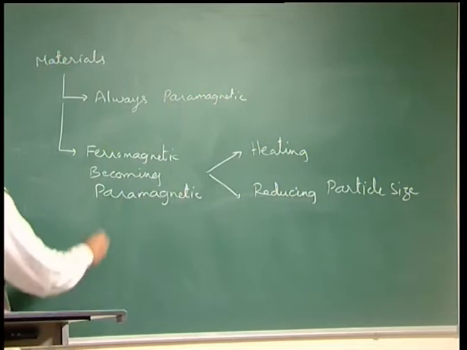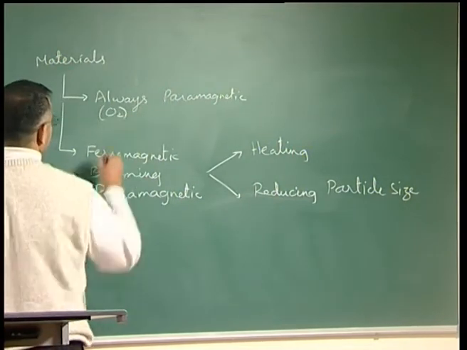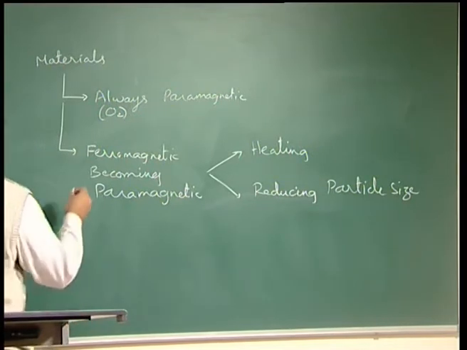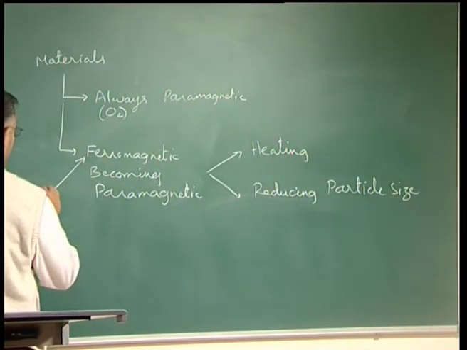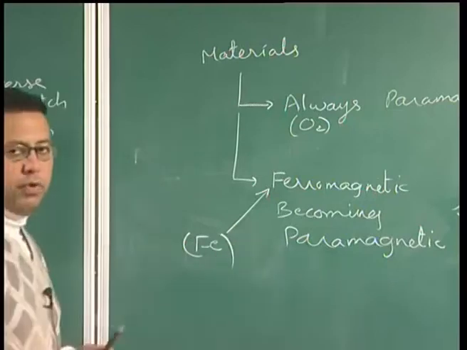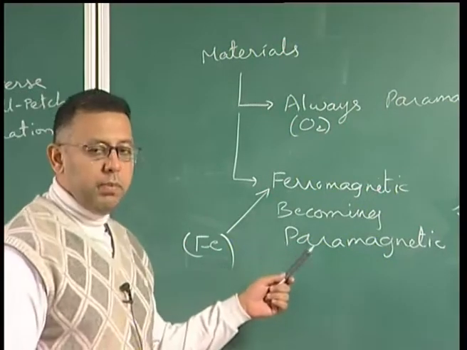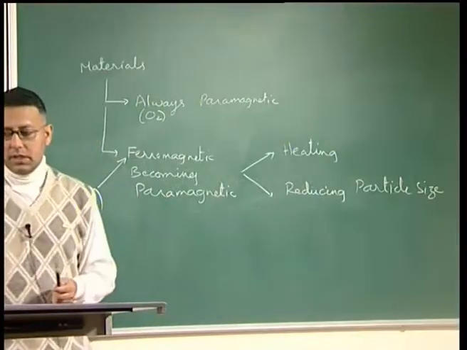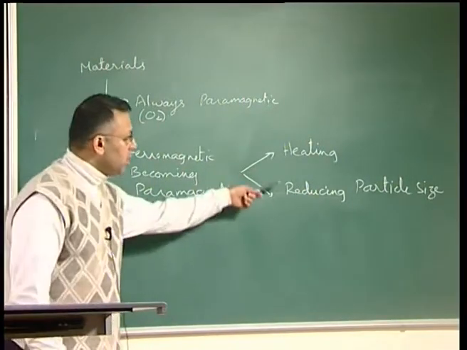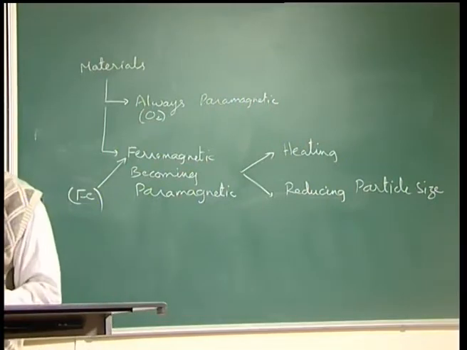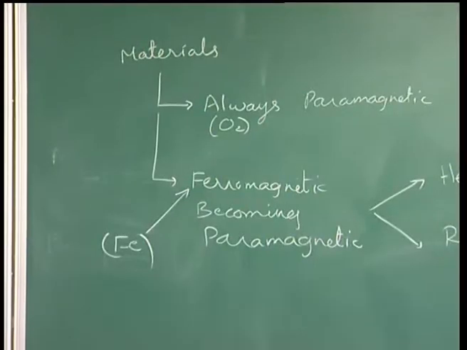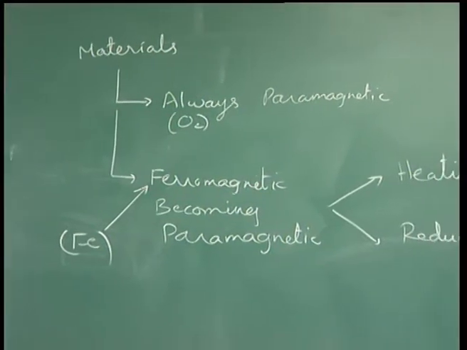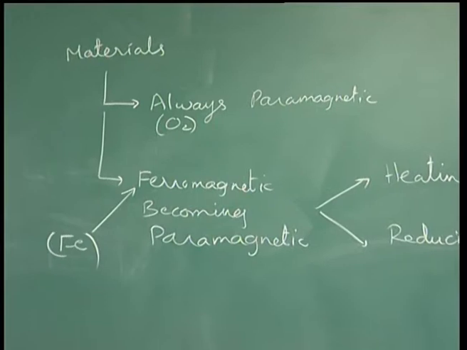So, there are materials like, for instance, oxygen, which are always paramagnetic, and we are not talking about these substances. Here we are talking about materials like iron, which are ferromagnetic, but which can be made paramagnetic by heating or by reducing the particle size. In some sense, both heating and reducing the particle size, as we shall see, are equivalent when it comes to the essential physics of what is happening here. And we will see how this leads to the phenomenon known as superparamagnetism.